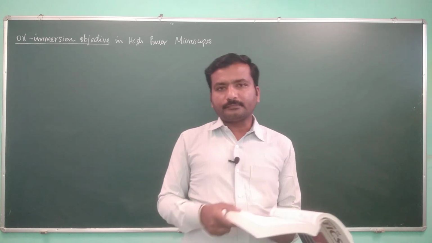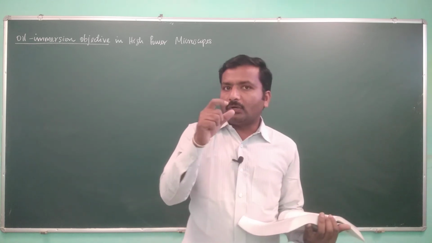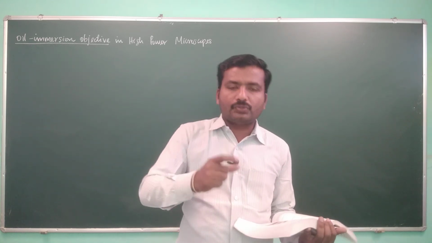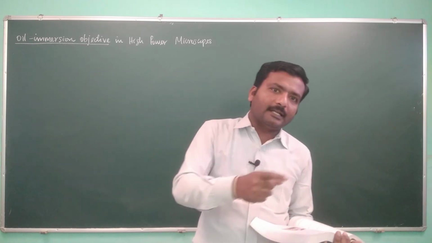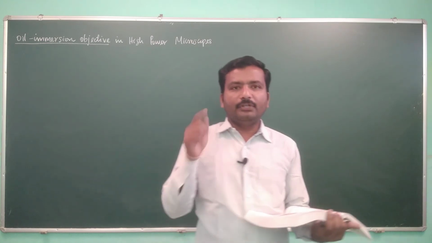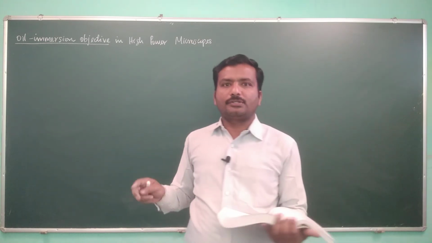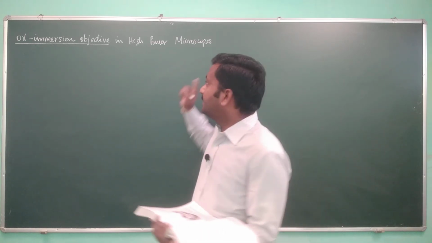Now, in the first condition we said this objective lens should produce an image which is free from spherical aberration and chromatic aberration, right? To achieve that, we use the aplanatic lens, the concept of aplanatic points and aplanatic lens, in the objective.